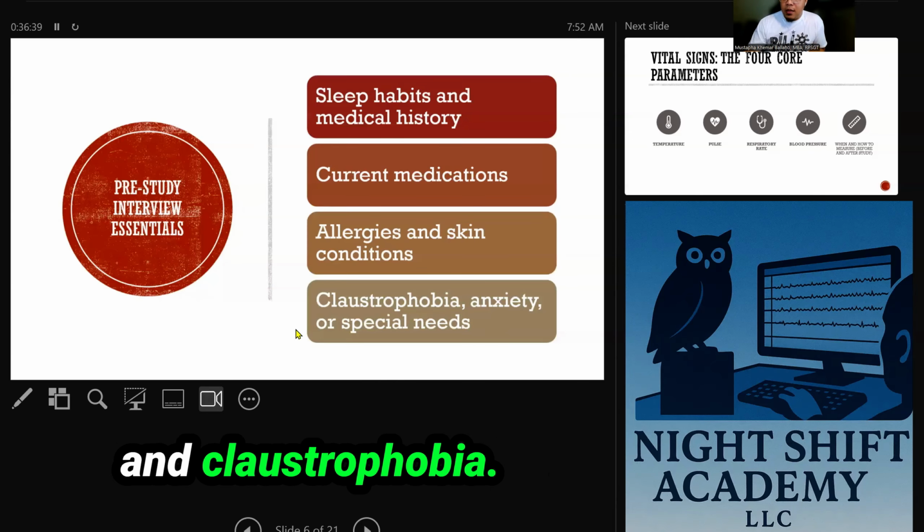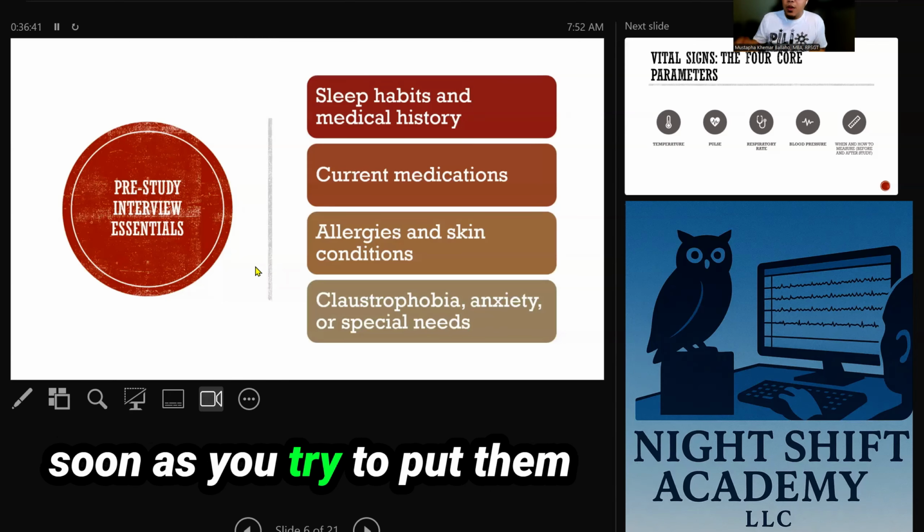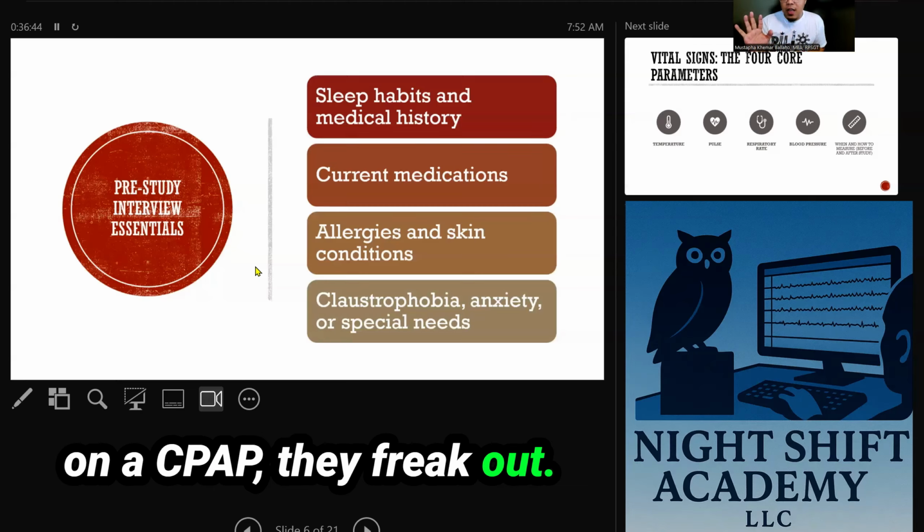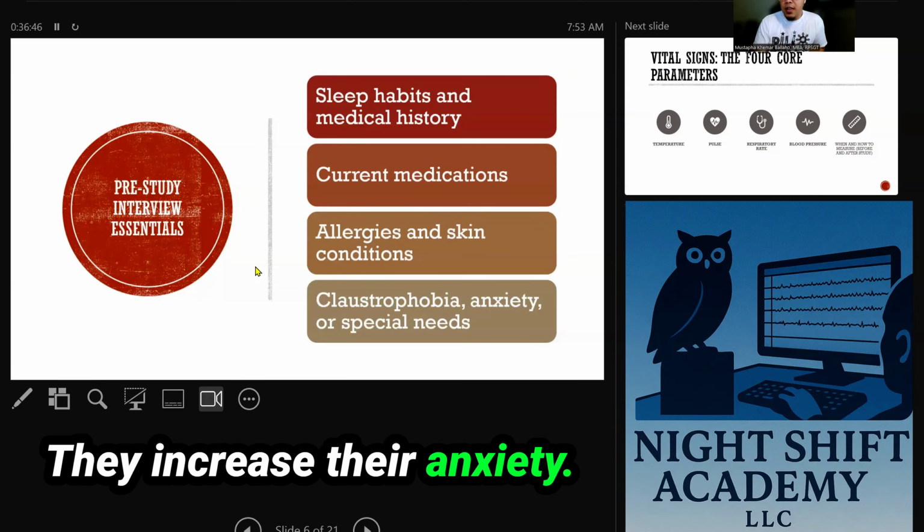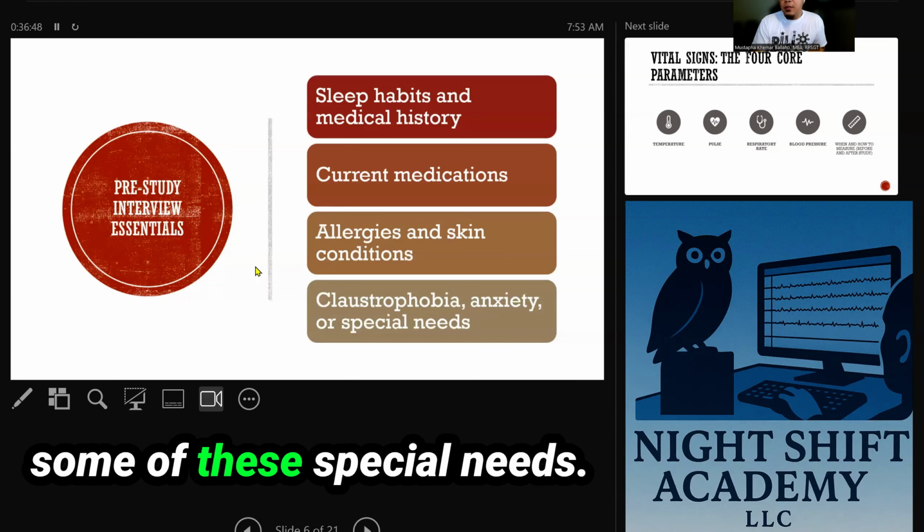And claustrophobia, it's true. Some patients, as soon as you try to put them on a CPAP, they freak out. Okay, they increase their anxiety. So we have to understand some of these special needs.